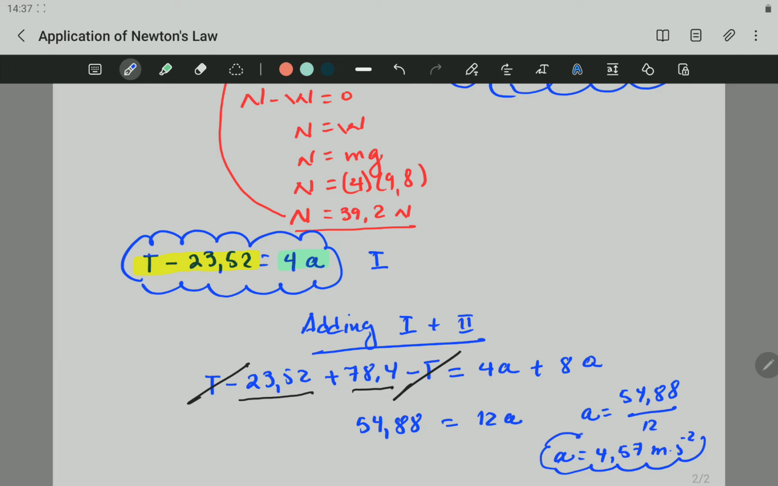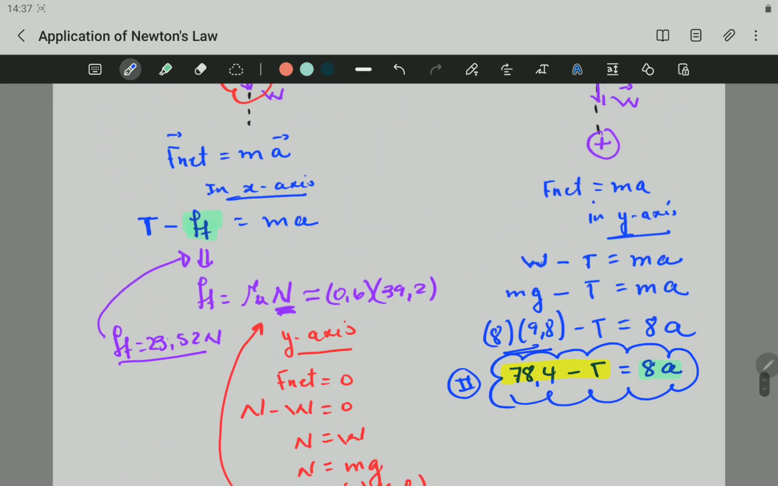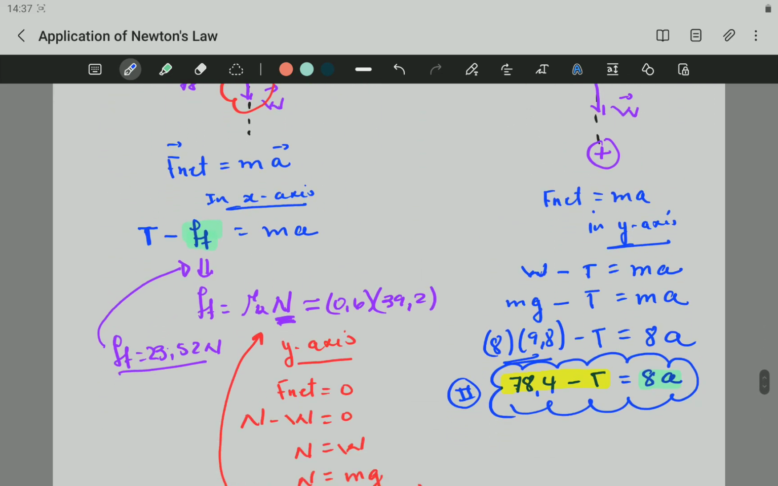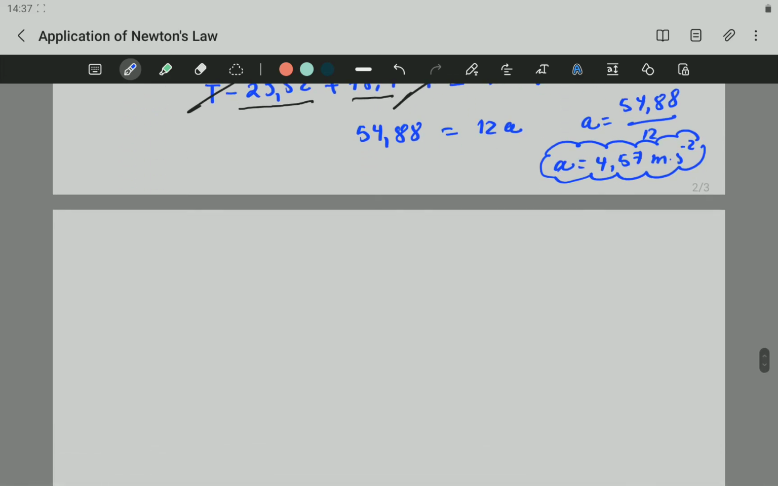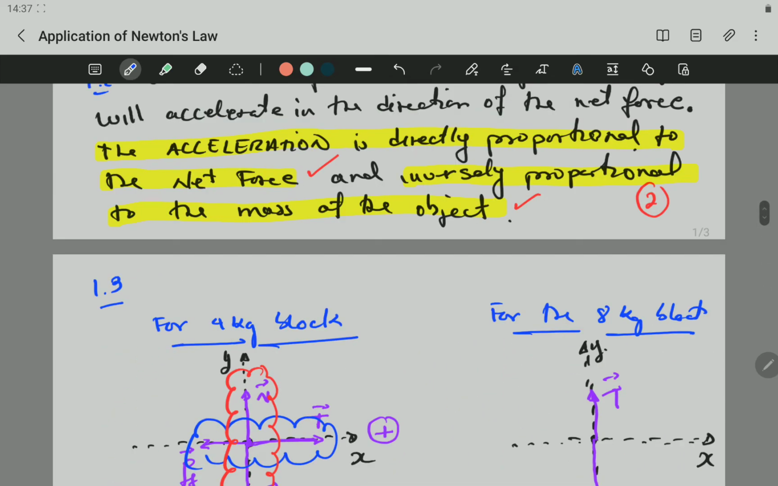Okay? That is the final answer. I hope it is clear. It's not that difficult. You only have to follow all the steps. Okay? Now, for the last question, which is calculating the tension of the string.